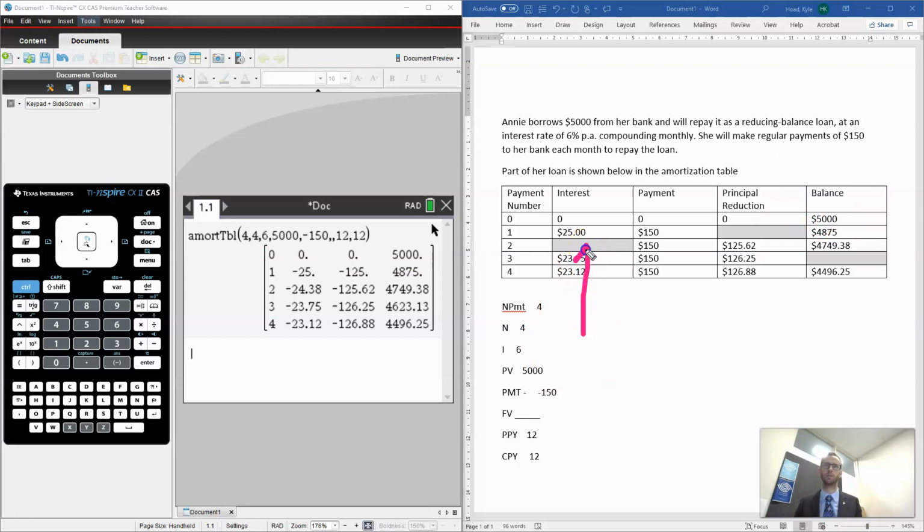And then you can read all the spots that you need. So I need the interest for payment 2. So payment 2's interest is here. I need the principal reduction for payment 1. So that's there. And I need the balance for payment 3. So that's there. And there's all my numbers. Hope that was helpful to you.